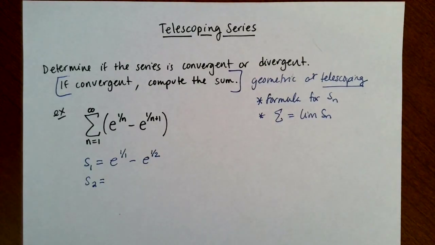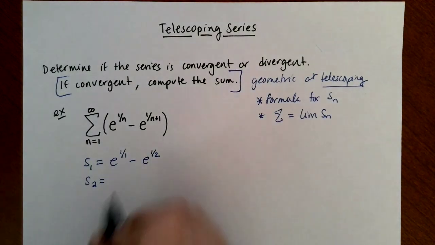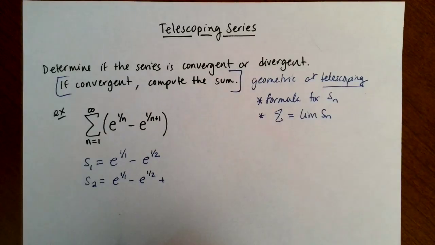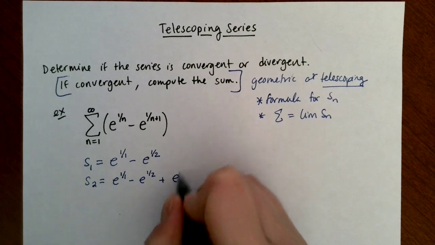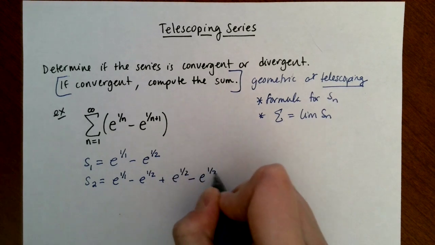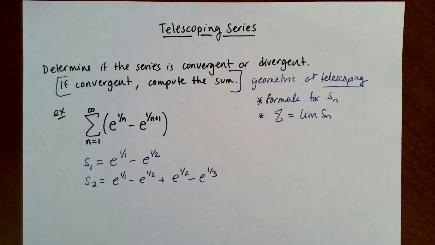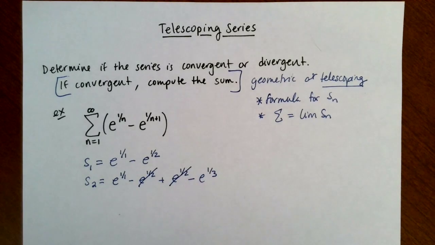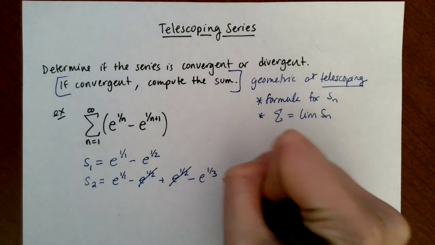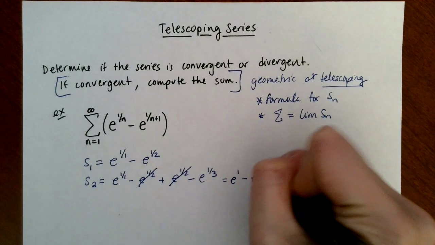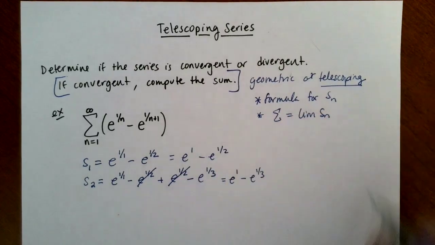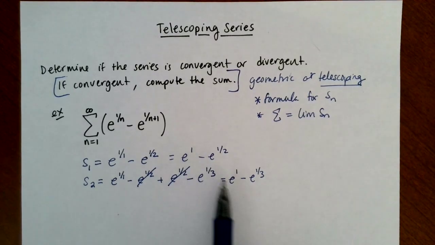S2 is the sum of the first two terms of this series. So I'll have the n=1 term plus the n=2 term. And we start to see a little bit of the telescoping start to happen, minus e to the half plus e to the half. So really this is e to the 1 minus e to the 1/3. And this first one was e to the 1 minus e to the half. We're starting to see a pattern. These are e minus e to the something.